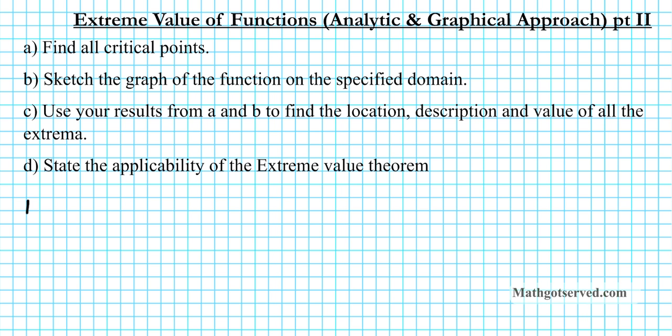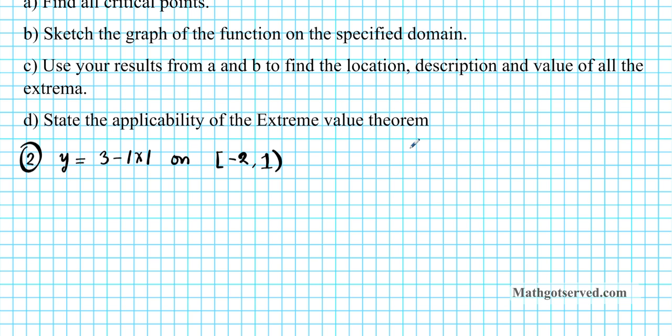All right, so for number two, we have the function y equals 3 minus the absolute value of x on the closed interval. Actually, it's not a closed interval. From -2 all the way to 1. So -2 inclusive, 1 excluded. All right, let's start with the first part.